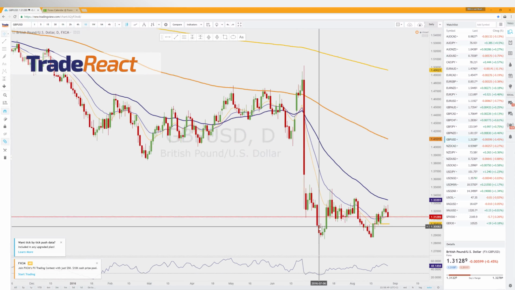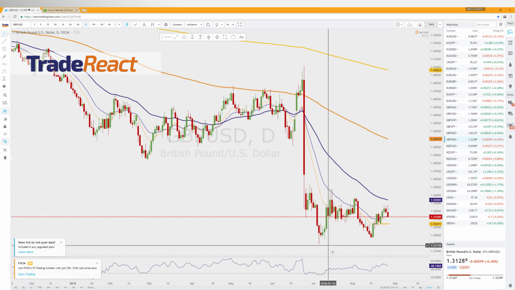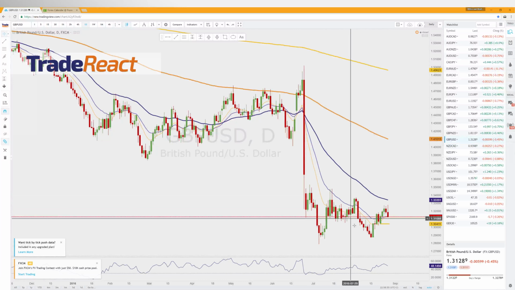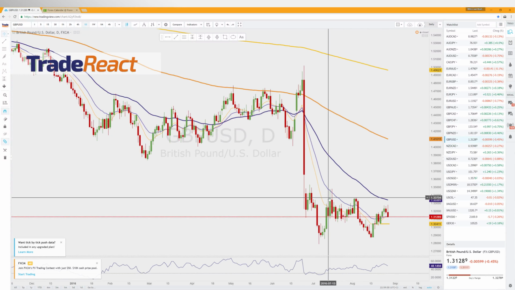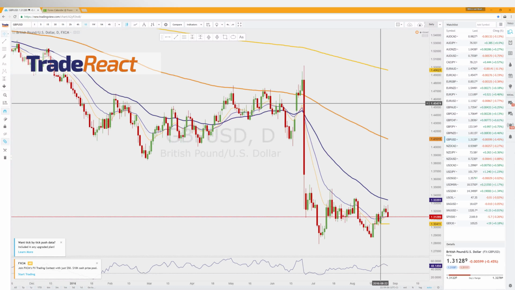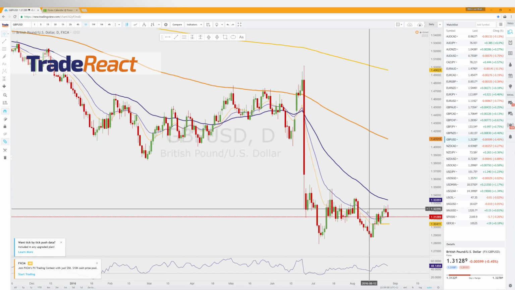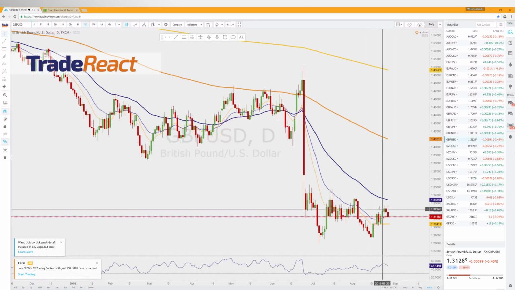We got some divergence here on the daily: a low test on the daily and a higher low on the RSI. But for now, for me, it's still ranging a bit, although it's crossed above momentum here. So that is making me a bit enthusiastic to see a bounce retrace higher. So we'll keep a close eye on that.